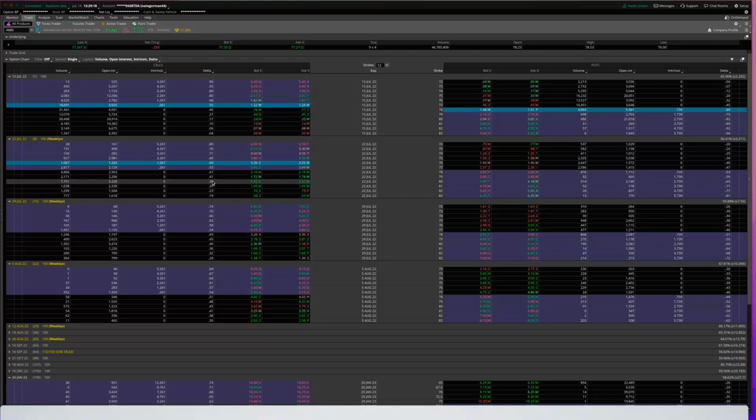So conversely, if you're way down here out of the money and you want to buy a cheap option, let's say you want to buy the $81, that is only going to move 29 cents for every dollar move in the underlying stock.